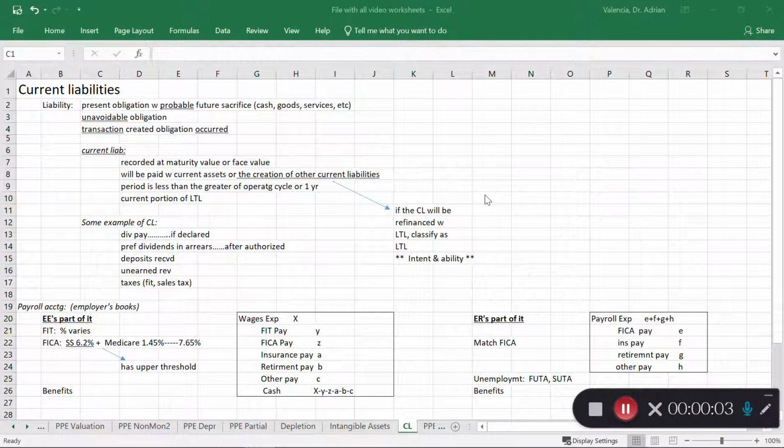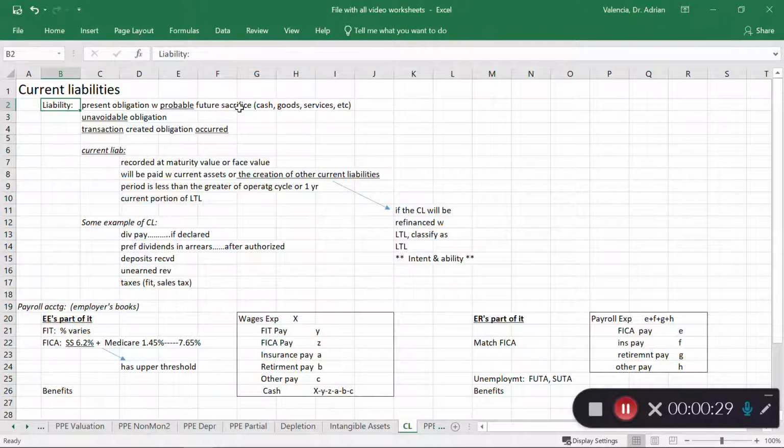In this video, I'm going to talk about current liabilities and some of the things that we need to be careful with. Before I actually talk about current liabilities, let's just talk in general what a liability is. So this corresponds to whether it's current or long-term. By definition, a liability is a present obligation with a probable future sacrifice.